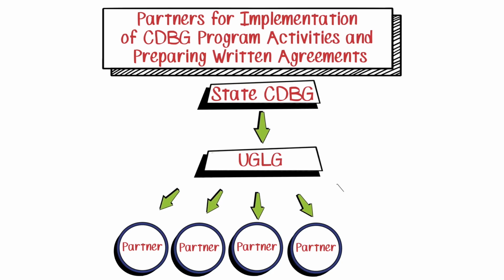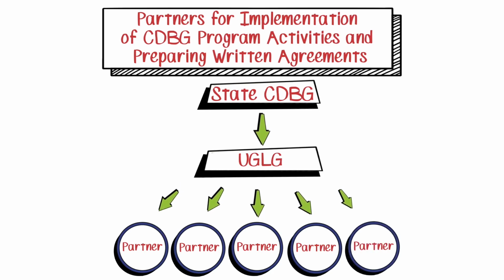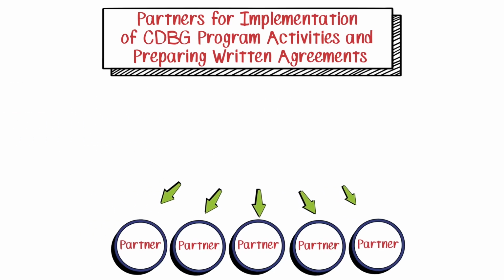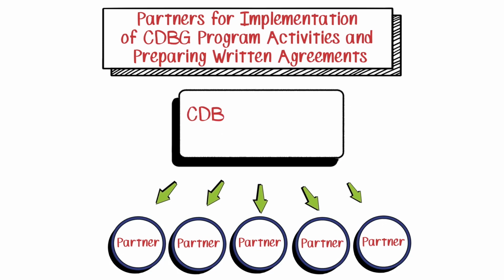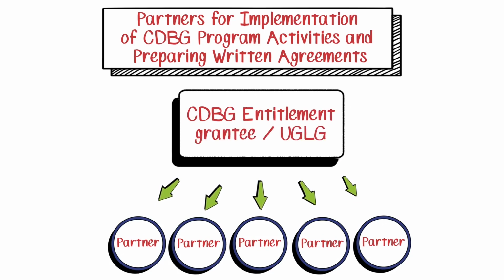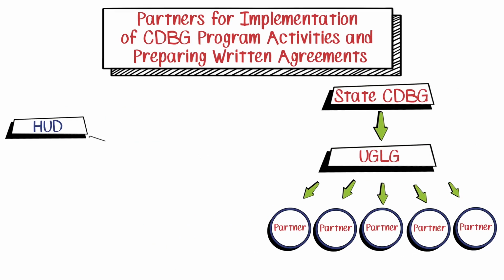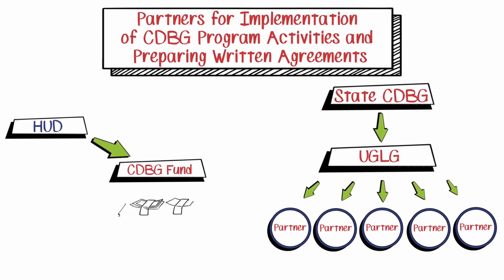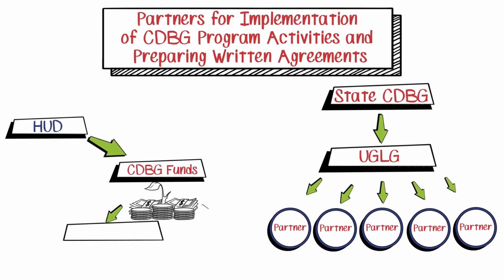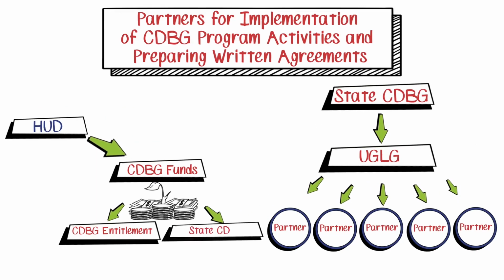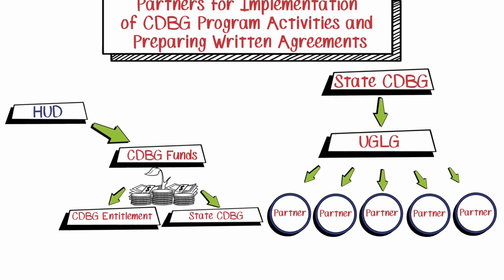Units of general local government are subgrantees of the state that may then, in turn, partner with third-party organizations to implement CDBG activities. There are several different types of organizations that entitlement grantees and units of general local government may partner with to implement all or a portion of a given activity. This video introduces some of the different types of partners entitlement grantees and units of general local government can work with to implement CDBG activities.